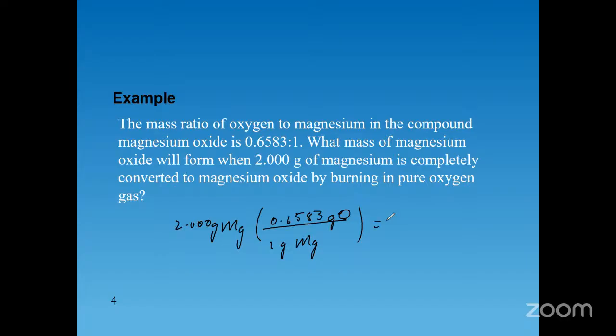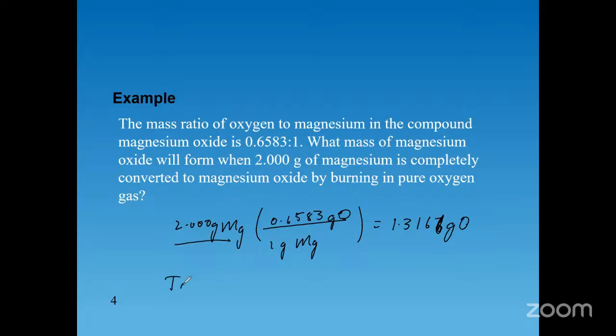So let's see what that gives. 2 times 0.6583, and that gives 1.316. Yeah, okay, so this would be the grams of oxygen that would be reacting with this much magnesium.